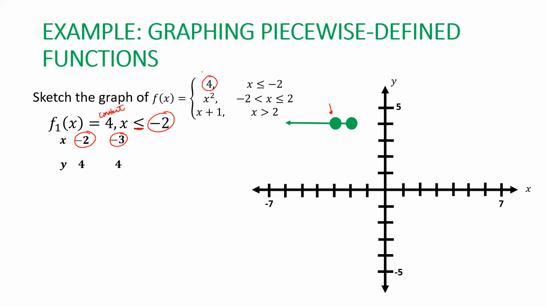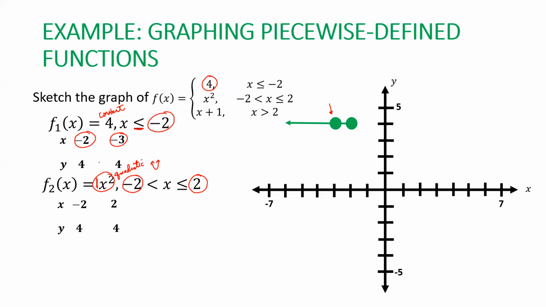Now for the second subfunction, f sub 2 of x equals x squared. We shall use the following boundary values. But x squared is quadratic, so it must be a parabola, and since its coefficient is positive 1, it's a parabola that opens upward. Using the boundary values, we can use negative 2 for x, and we substitute it into this function, so we get positive 4. Plotting it on the Cartesian plane, we get the following.